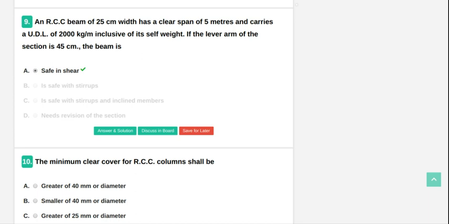This is in between 4 to 20 kg per cm square or less than 5 kg per cm square. So it is safe in shear.